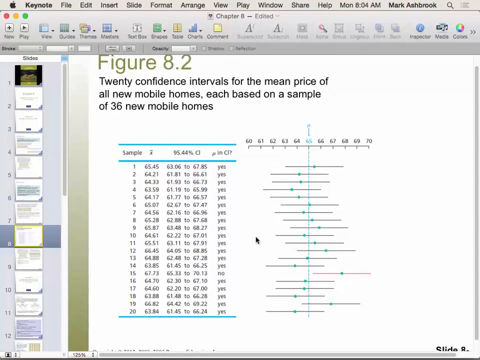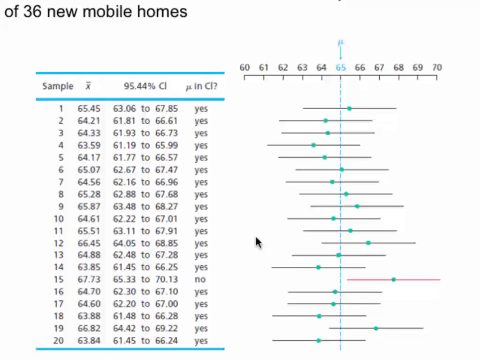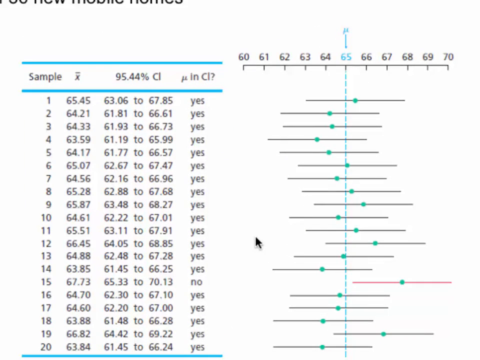Here are 20 samples of size 36, and here are the means that we got. We set up the confidence interval just like we did, and here are all those confidence intervals. Now they're telling us that the population mean is actually 65. What do you notice? The green dots are the point estimates, the mean of each sample, and the black line is the confidence interval for that sample.